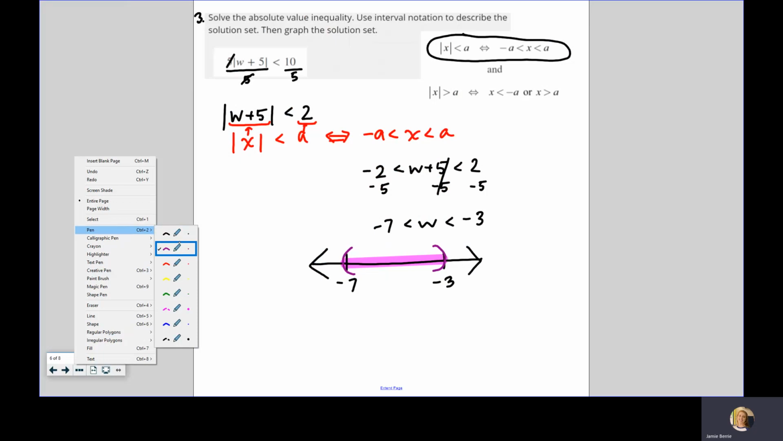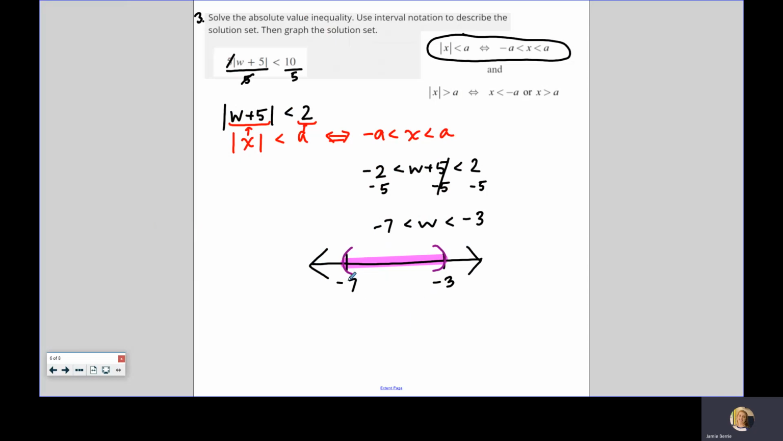Now it's super easy to write interval notation for this. You're going to start at negative 7 with a parenthesis, end at negative 3 with a parenthesis. That's it.